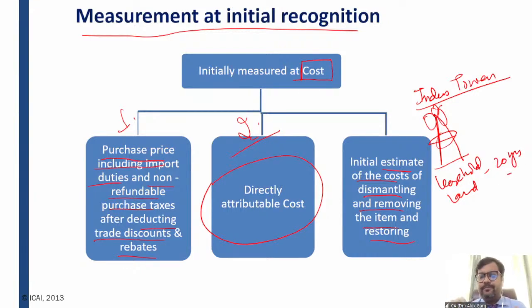So after 20 years, of course, they have to dismantle the tower. They have to remove the civil work. They have to restore the land in the same condition in which it was given to them. So of course, it will carry a cost, right? Today they have installed a tower site, and after 20 years, they have to remove this.